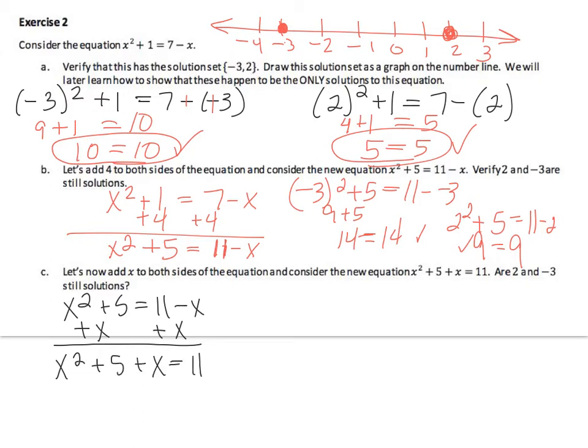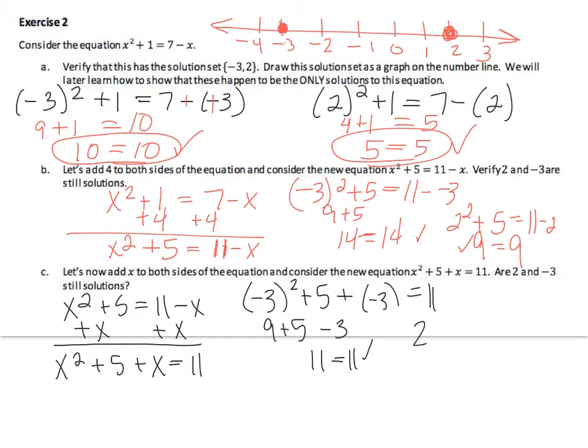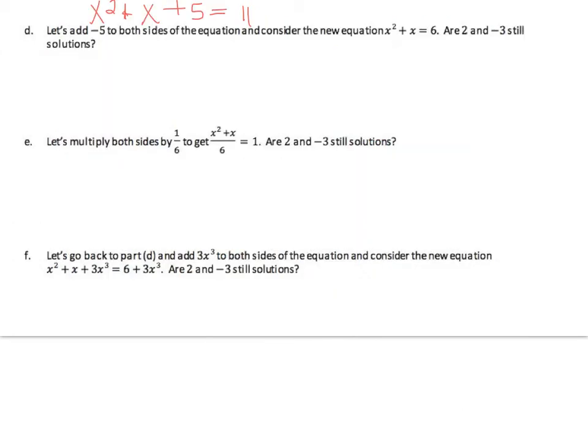And let's verify 2 and -3 again. Start with -3 squared plus 5 plus -3 equals 11. I get 9 plus 5 is 14, minus 3 is 11. We got it. Now 2 squared plus 5 plus 2 equals 11. 4 plus 5 is 9, plus 2 is 11. And it works.